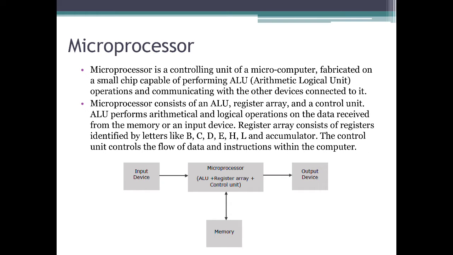Now, microprocessor. A microprocessor is a controlling unit of a microcomputer fabricated on a small chip capable of performing ALU, meaning arithmetic logical unit, operations, and communicating with the other devices connected to it. A microprocessor consists of an ALU, register array, and a control unit. ALU performs arithmetical and logical operations on the data received from the memory or an input device. This is the flowchart of how the microprocessor works.